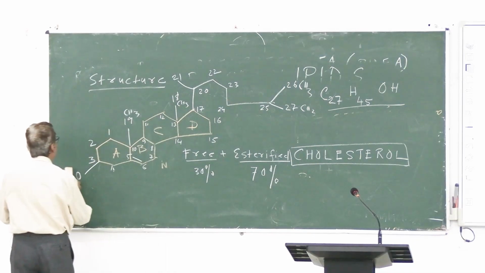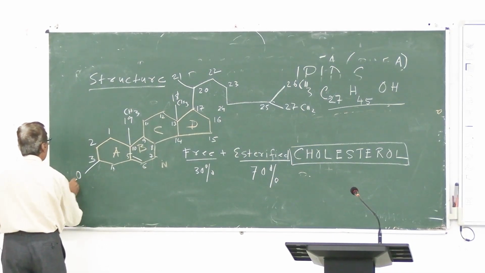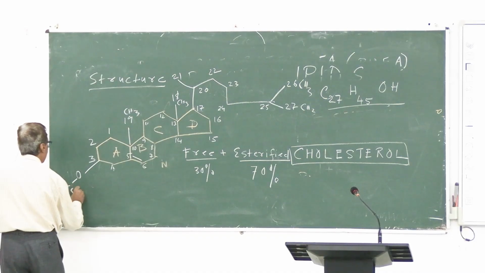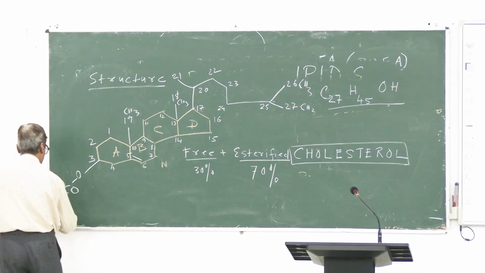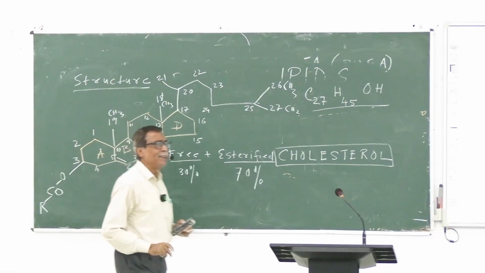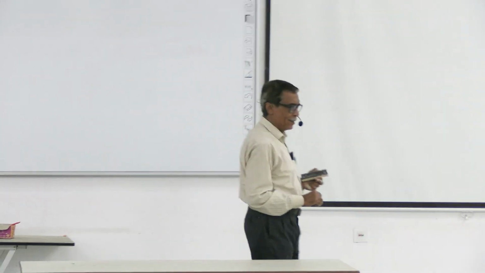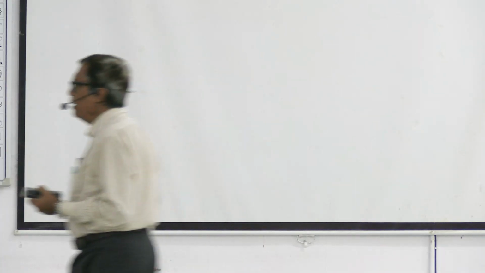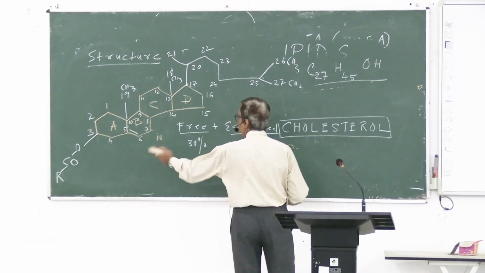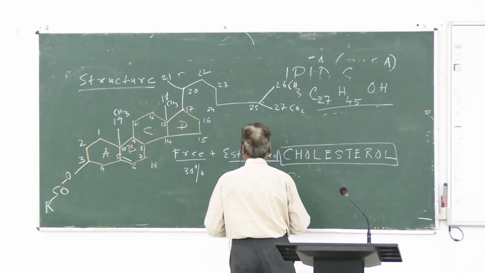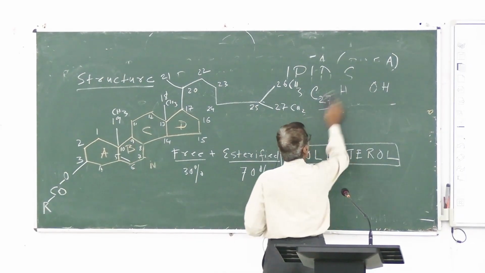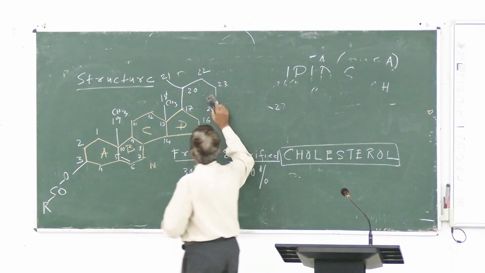Esterified form is nothing but here there is an ester. This is acid, fatty acid. Ester of fatty acid and cholesterol is known as cholesterol ester, which constitutes 70% of the cholesterol in our plasma. 70% of the cholesterol in our blood is esterified, and that is esterified cholesterol. And fatty acid usually is unsaturated. Now I am discussing about the effects of the cholesterol.